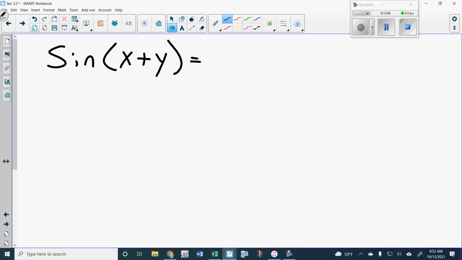So I think your formula sheet has the sum and difference trig identity. It may say u plus v on your form. Does it say x plus y? Okay, so what does it say sine of x plus y is? Sine of x, cosine of y, plus the cosine of x, sine of y.